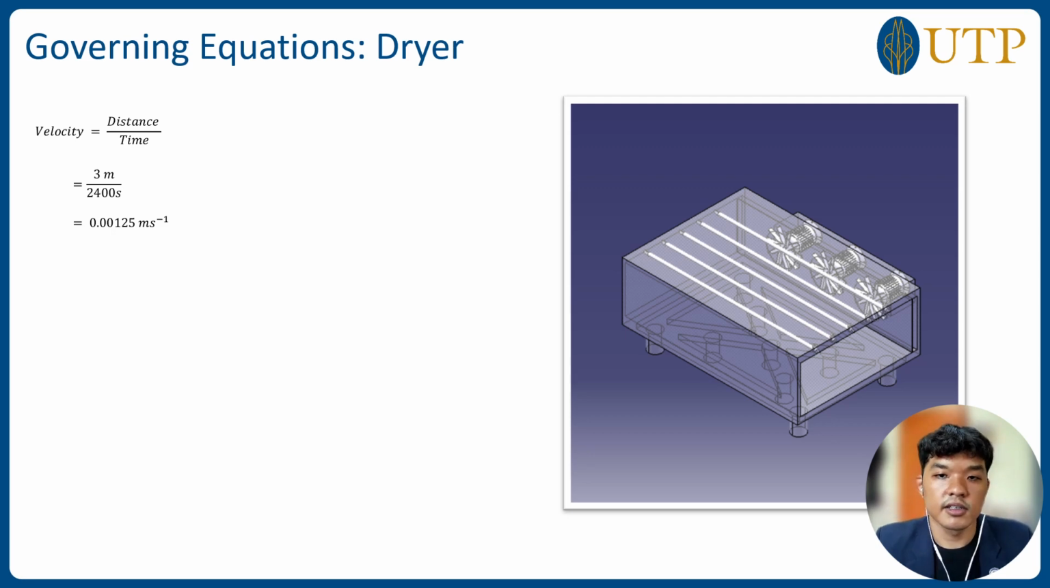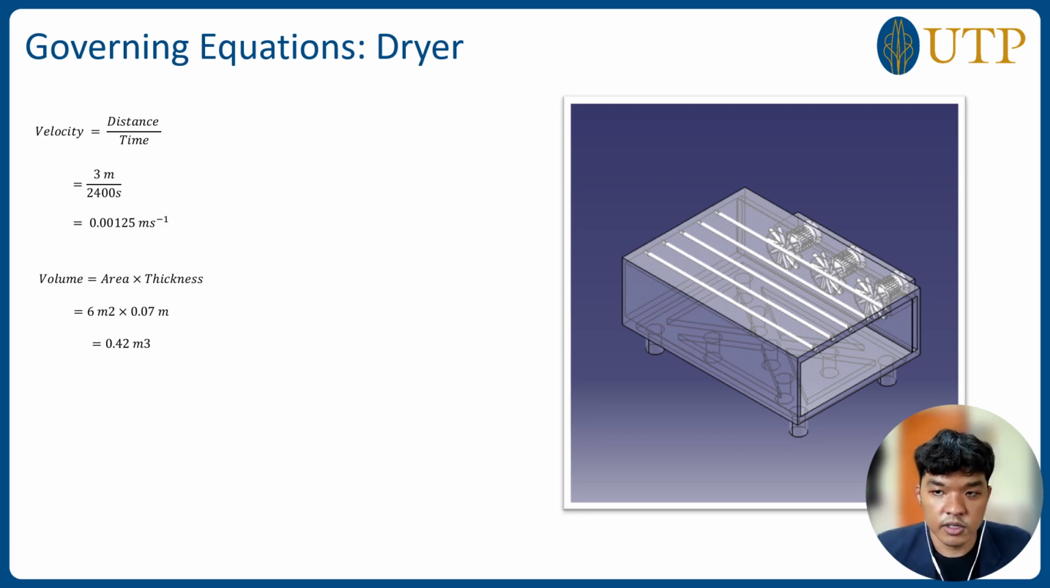Next, the second equation is the volume of krill on the conveyor belt. The first step was to convert the thickness of the krill layer from millimeters to meters, which gave us a thickness of 0.07 meters. Next, we calculated the volume of the krill layer on the conveyor. To do this, we multiplied the area of the krill patch, which is 6 square meters, by the thickness we just converted to meters.